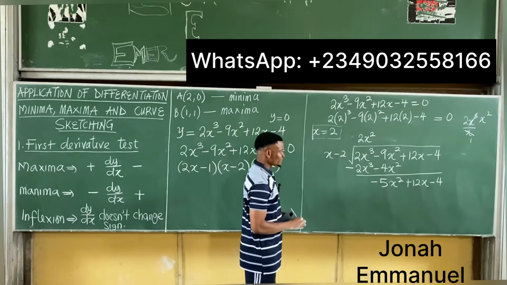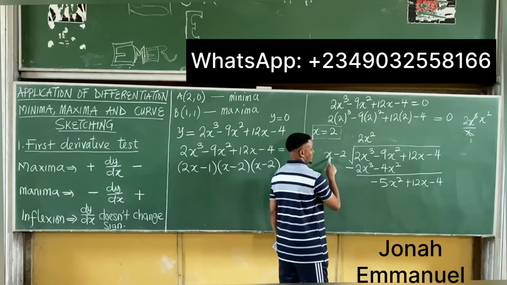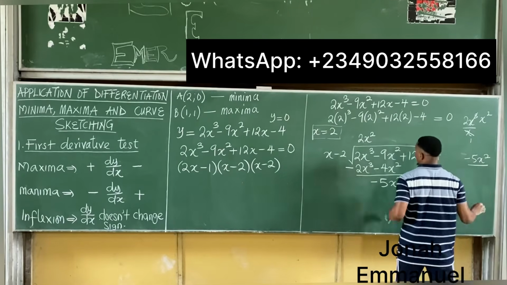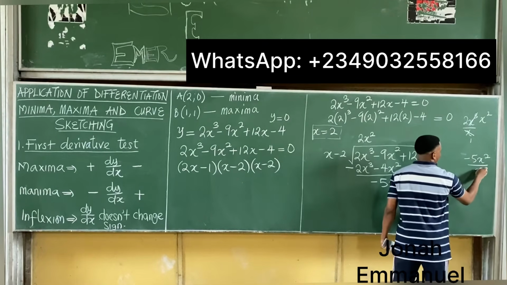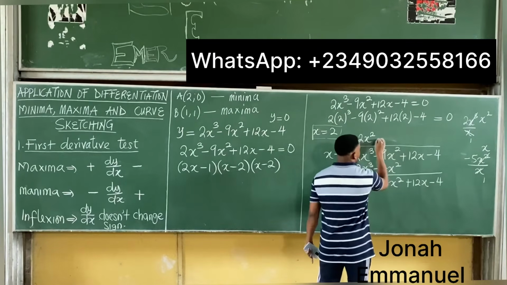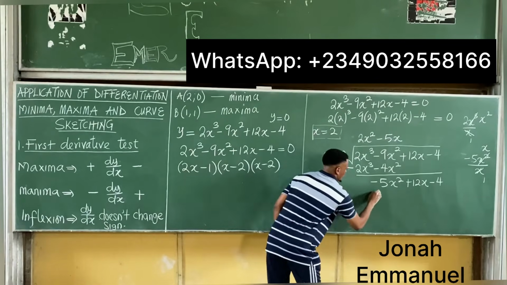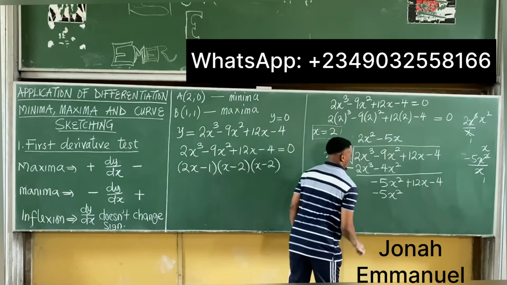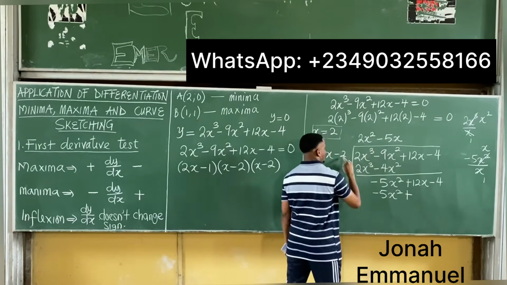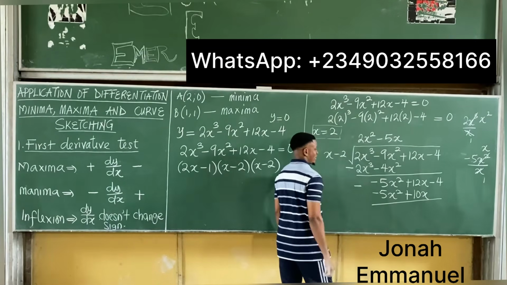I have this. My next task will now be to still divide this first term here by the first term here. So it becomes minus 5x squared divided by x. From here, x over x is 1, x squared over x is x, minus 5 times x is minus 5x. Minus 5x times x gives you minus 5x squared. Minus times minus, plus 5x times 2 gives you 10x. So I have this. Subtract this.